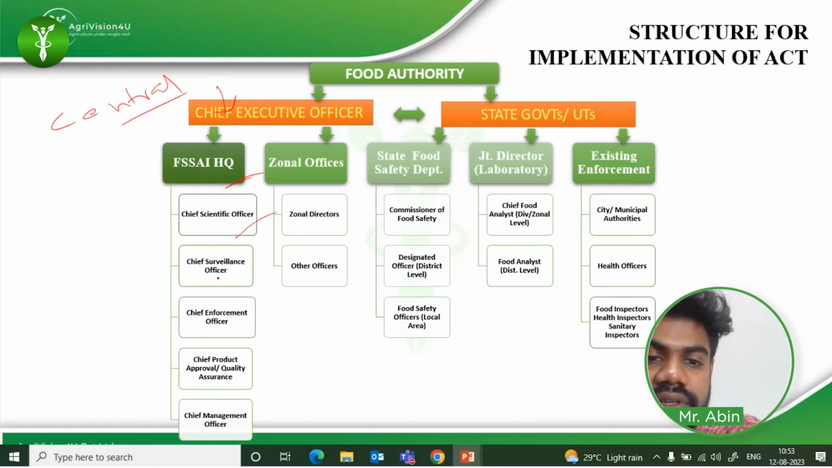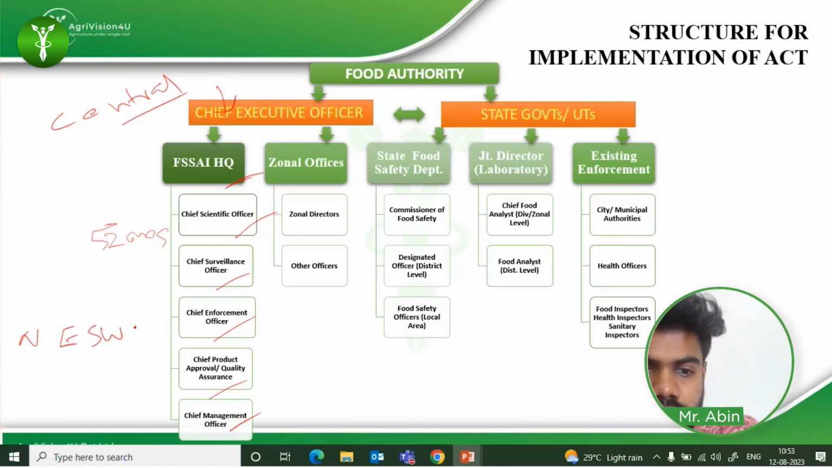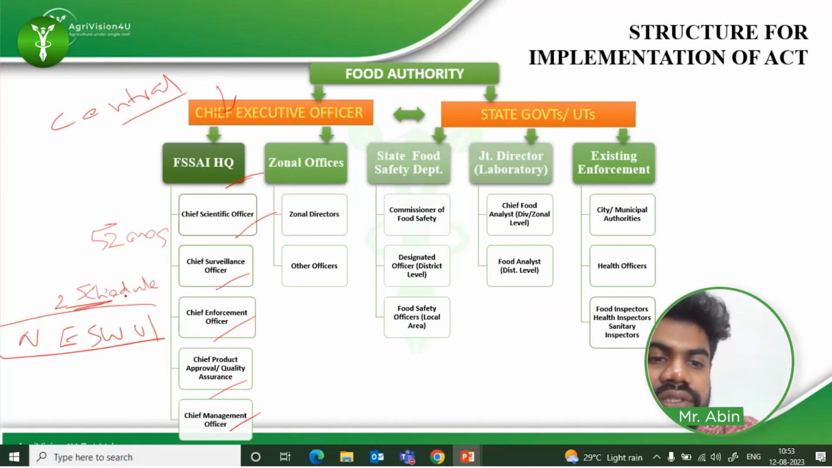Chief Scientific Officer Department, Surveillance Officer Department, Enforcement Officer Department, Product Approval and Quality Assurance Department, and Chief Management Officer Department will be working. And zonal offices: there will be 5 zones, which is very important. That is North, East, South, West, and UTs. This is given under the schedules; I told you there are 2 schedules under this. These 5 zones are given. For each zone, there will be zonal directors and other officers. The implementation of the Act, enforcement and everything else will go through this structure.